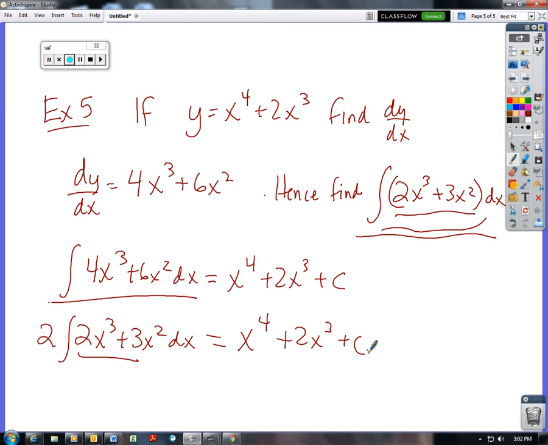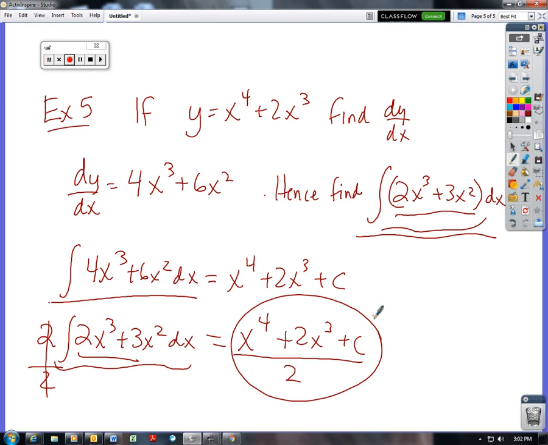So now they're asking us to find just this part here, so of course we're going to divide by 2 to both sides of the equation. So the integral that they're asking us to find is going to equal this right here. And you can go ahead and simplify it if you want. Actually, let's do that because we can do that. So x to the 4th over 2. Then on the next one, the 2's will cancel. And then the last one is c over 2.